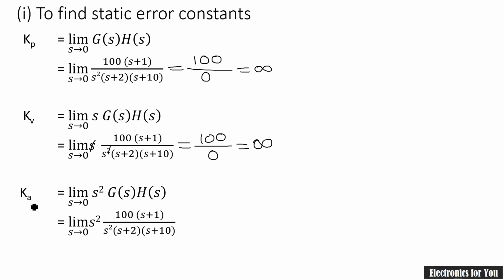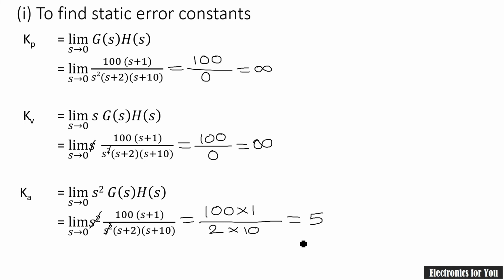And Ka. Now this S square and this S square will get cancelled, and it is 100 multiplied by, put S equals 0, it is 1, and here it is 2 multiplied by 10. So we will get Ka as 100 over 20, that is 5. Ka equals 5 in this case. So we got all the static error constants, that is Kp equals infinity, Kv equals infinity, and Ka equals 5.